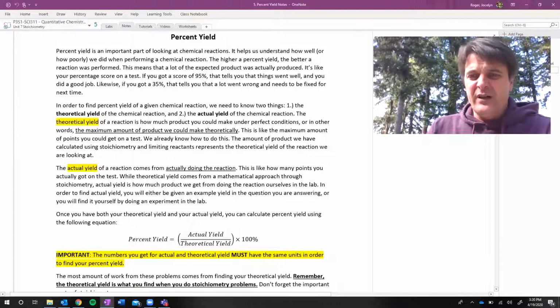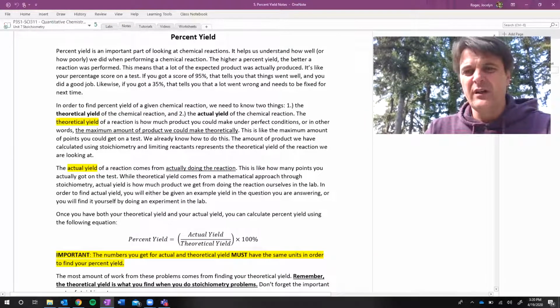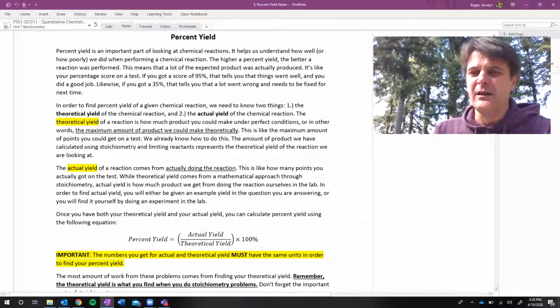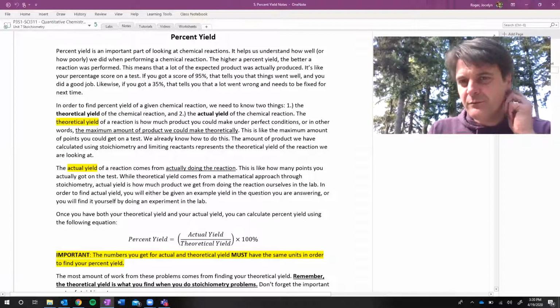So you see on your notes, this is the percent yield notes that you have. If you want to, pause the video and open that up so that we can follow together.